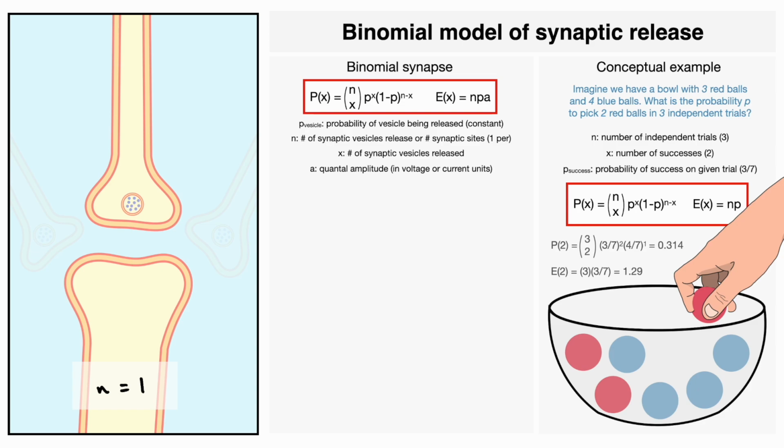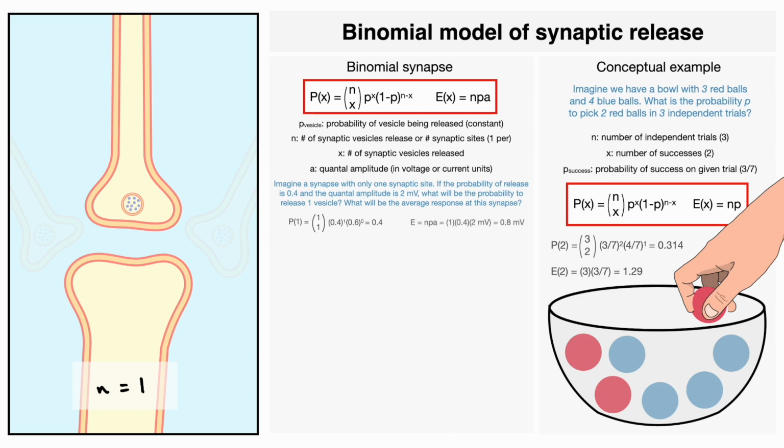Now, let's do a quick example to see how these variables operate. Imagine a synapse with only one synaptic site, so N equals 1. If the probability of release is 0.4 and the quantal amplitude is 2 millivolts, what will be the probability to release one vesicle? Also, what will be the average response at this synapse? In this problem, since we only have one site, the probability to release one vesicle will be 0.4 accordingly. For the average response, we can use our equation of the expected value and determine that the average response would be about 0.8 millivolts.